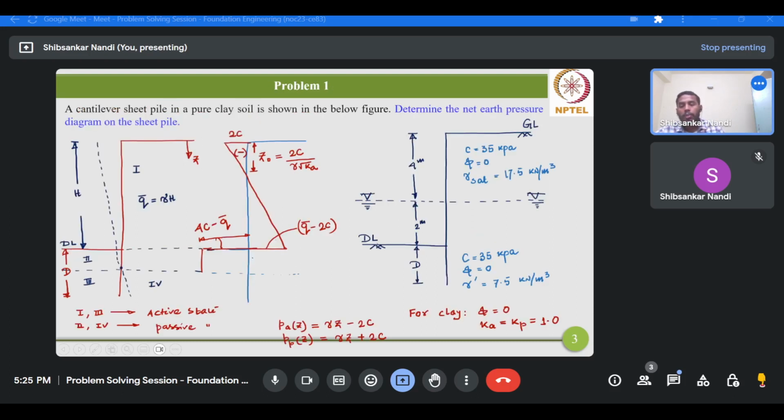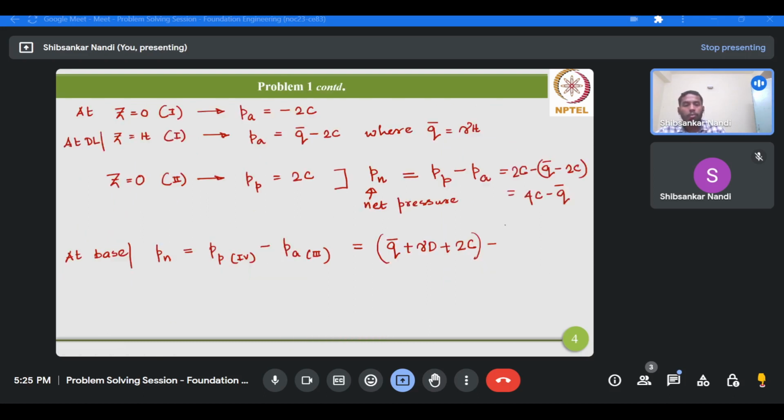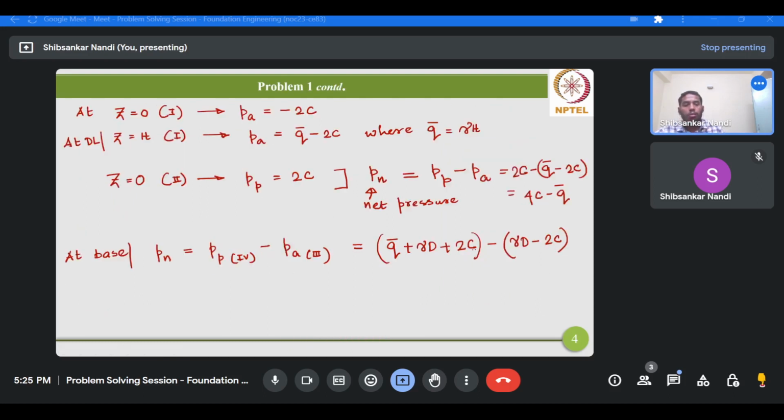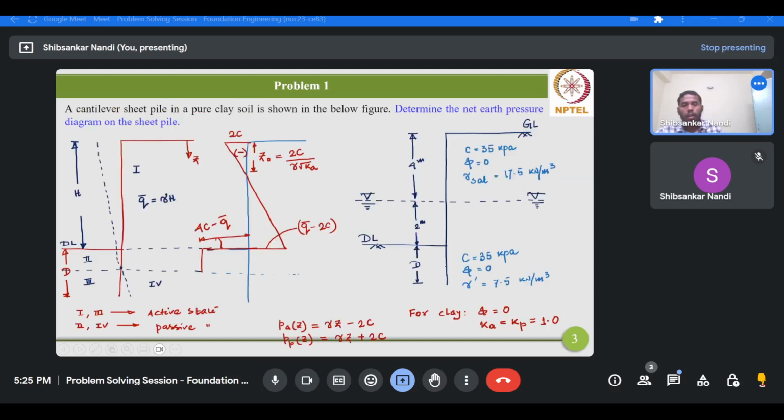And what is the active earth pressure from region 3? The active earth pressure would be gamma d only, because there is no surcharge above the dredge level from the region 3 side. So gamma d will cancel out, and the final expression would become 4c plus q bar. Therefore, as you can see, this distribution now switches from the left side to the right hand side, and this value is now 4c plus q bar.